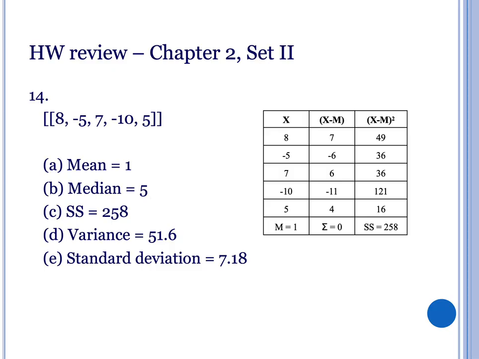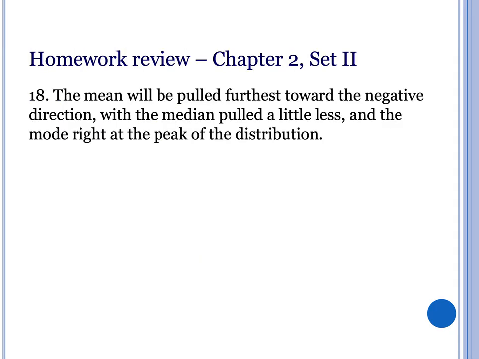Sum of squares, I just showed you. We computed that, 258. Divide your sum of squares by your n, which is 5, and you'll get a 51.6. Take the square root of your variance, square root of 51.6, and you'll get a standard deviation of 7.18. And hopefully that'll make sense. Okay.